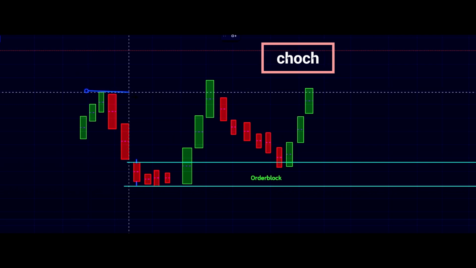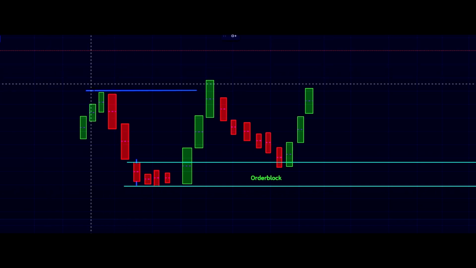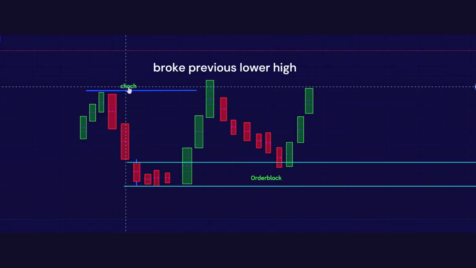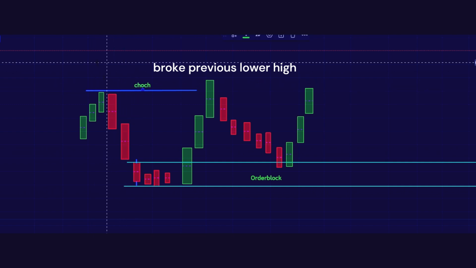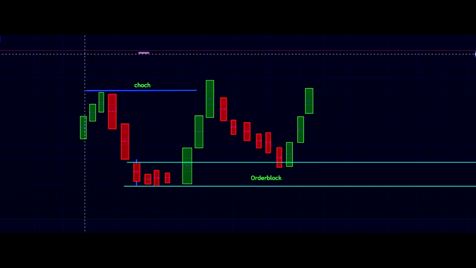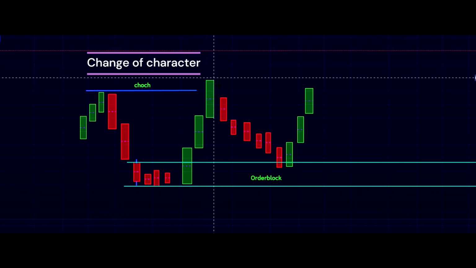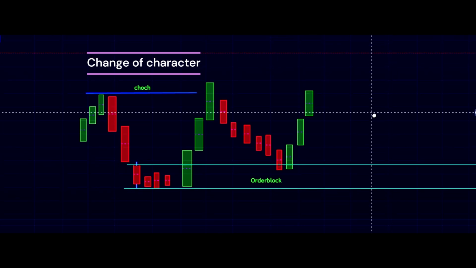Change of character occurs when price breaks its current trend structure. For example, in a downtrend, price starts making lower highs and lower lows. When price suddenly breaks a previous lower high, that's a change of character. This tells us that momentum is shifting and that a possible trend reversal or correction is starting. Change of character is an early warning sign that the market narrative is changing.